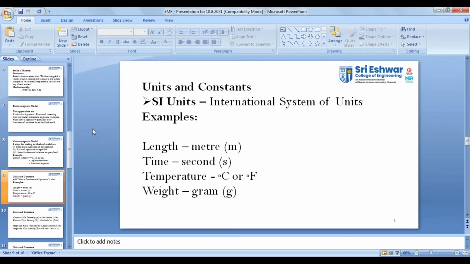Can anyone tell? What degree Fahrenheit is the reference one? Yeah, Renuka Devi has given the answer, 98.6 degree Fahrenheit. And Aishwarya is giving 369. What is this, Aishwarya? 369. I think you are giving it in degrees Celsius.